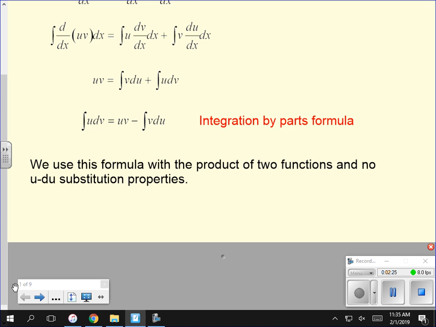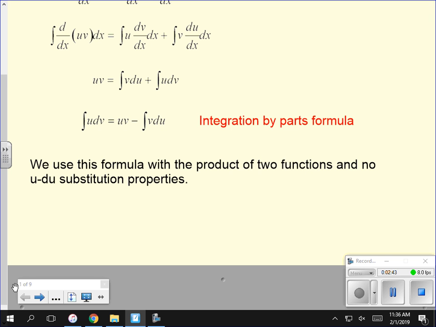We use this formula for the product of two functions where there are no u du substitution properties. So you can't do a u du substitution. You can't do a regular u sub. That won't work. This is what we do. I'll make sure that's all the information.